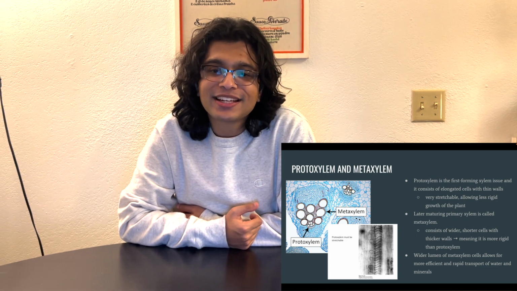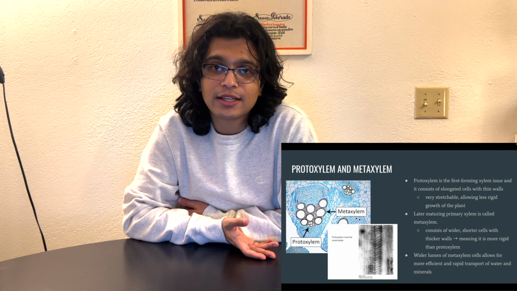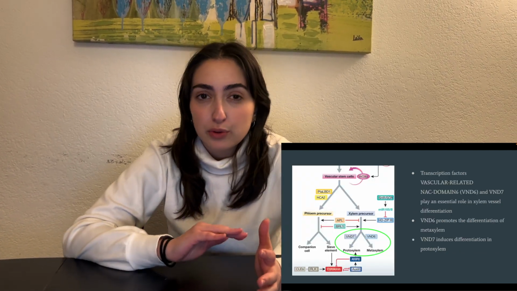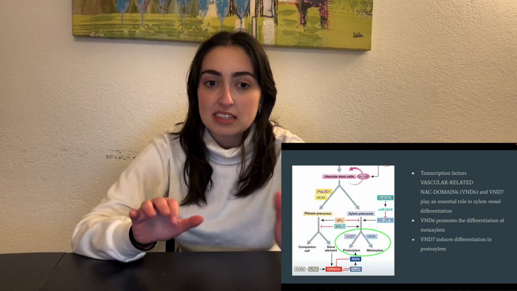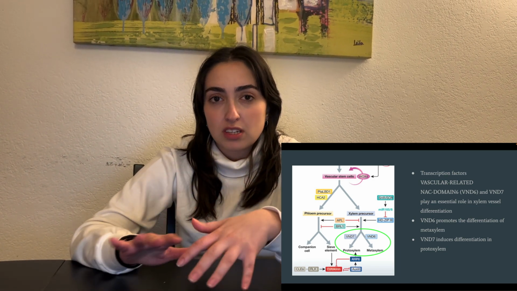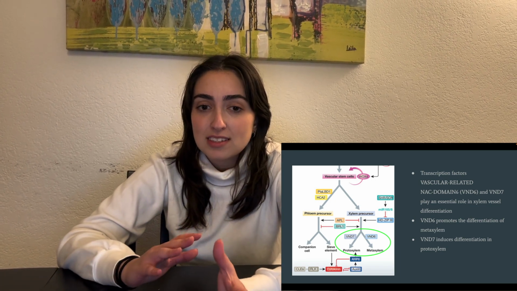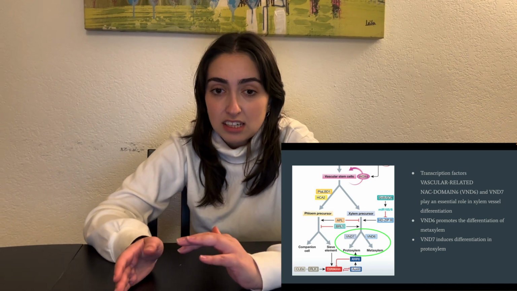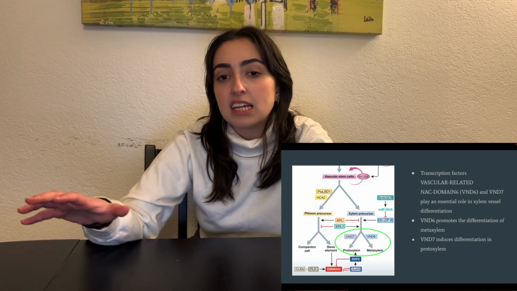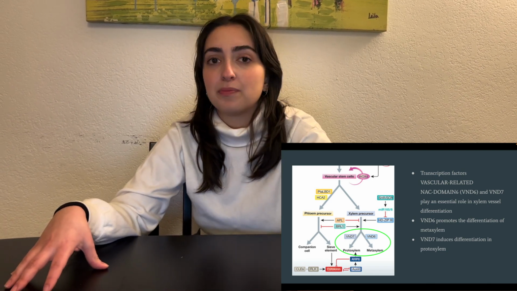So are there any mechanisms that direct the formation of metaxylem versus protoxylem? Yeah, so transcription factors named vascular-related NAC domain 6 and 7 play an essential role in xylem vessel differentiation. It has been reported that in Arabidopsis, VND6 promotes differentiation in the metaxylem, whereas VND7 induces differentiation in the protoxylem.